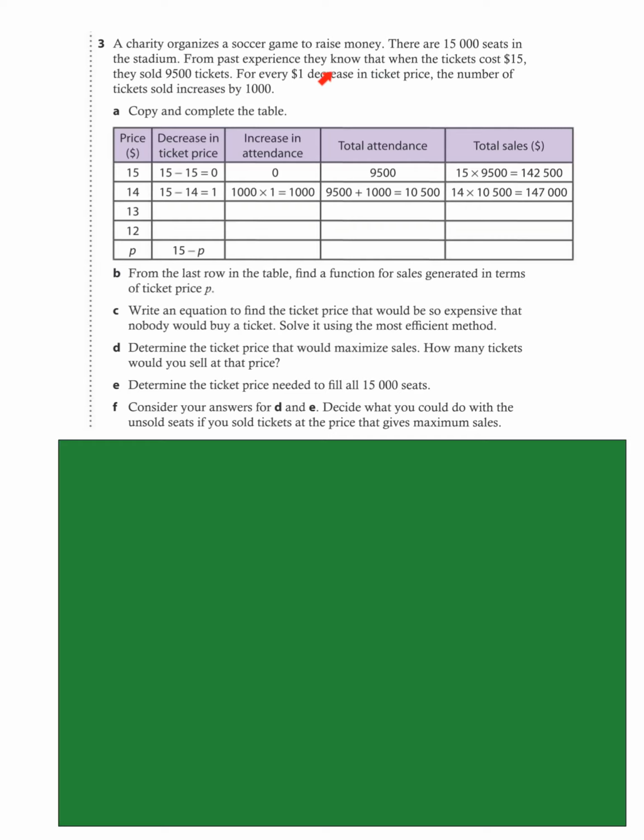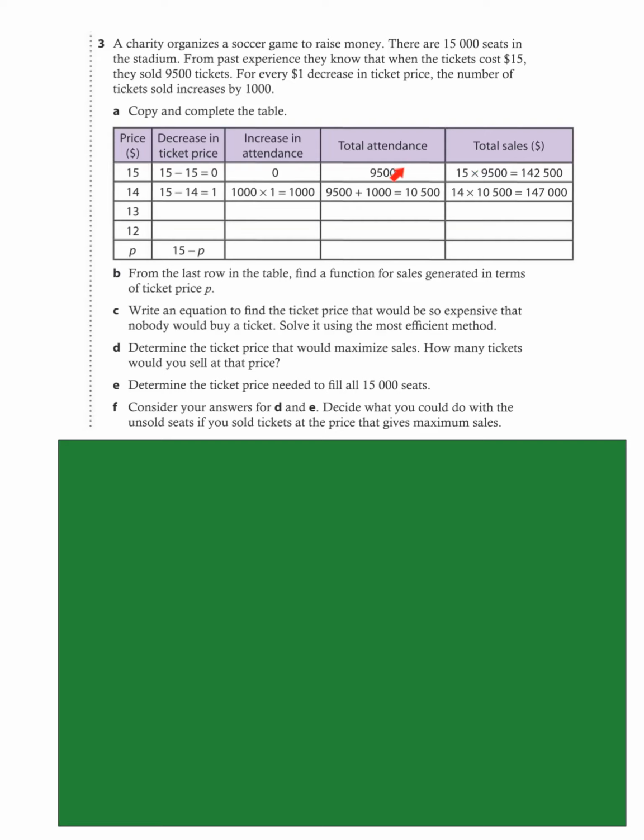Well, that makes sense. Cheaper tickets, more people turn up. A. Copy and complete the table. Let's have a look at the table first. Price is here. Decrease in the ticket price, 15 minus 15. That means there is no decrease. Increase in attendance, well, if the ticket price doesn't change, we're still back at 9,500 people attending. The sales are 9,500 times 15.